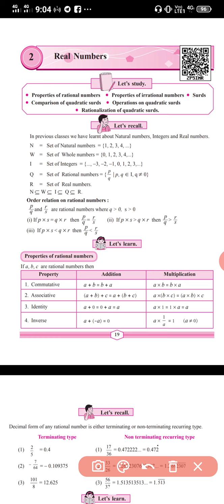Now, the set of real numbers: all the above sets are contained in one set, and this set is called the set of real numbers. That is, the set of natural numbers is a subset of whole numbers, which is a subset of integers, which is a subset of rational numbers, and rational numbers are a subset of real numbers.